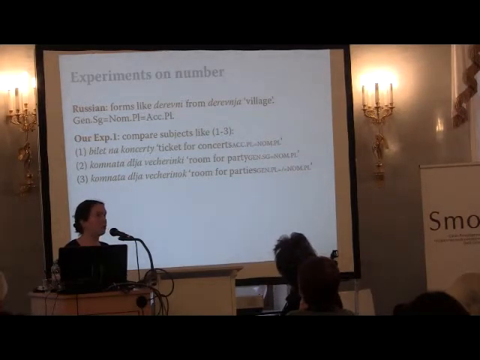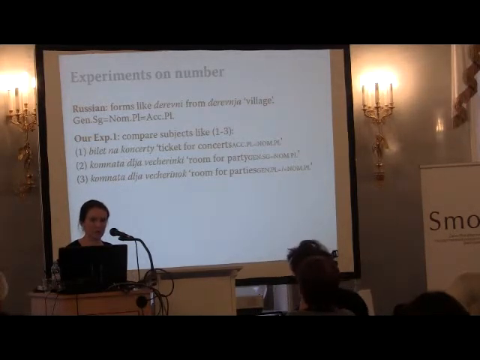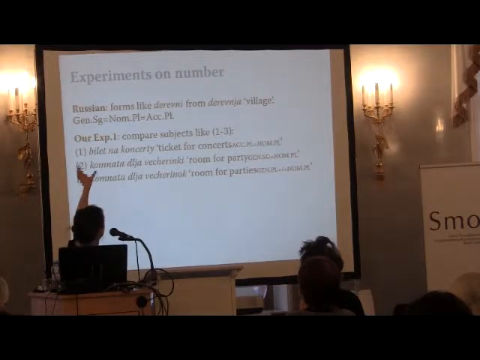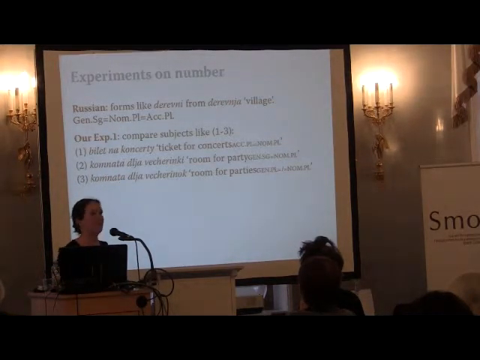However, in Russian we have more interesting types of ambiguities. In particular, we have forms like, for example, деревни from the word деревня, village. And for this word, the genitive singular form coincides with nominative plural and with accusative plural. So as you can see, the genitive singular coincides with nominative plural and with accusative plural, but doesn't share the plural feature with them.